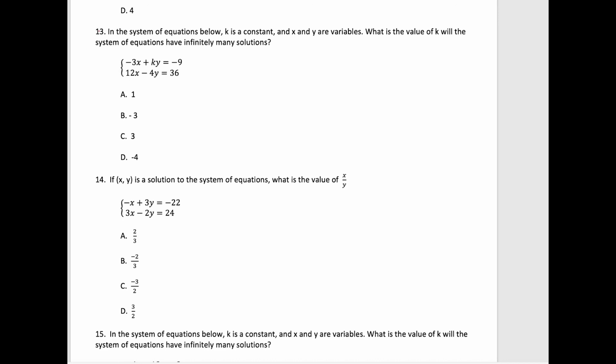So assume that we already did all of that. Let's read the question together. In the system below, who cares?